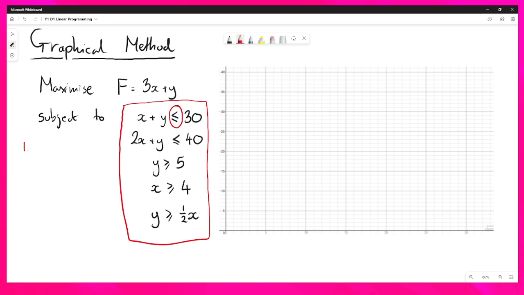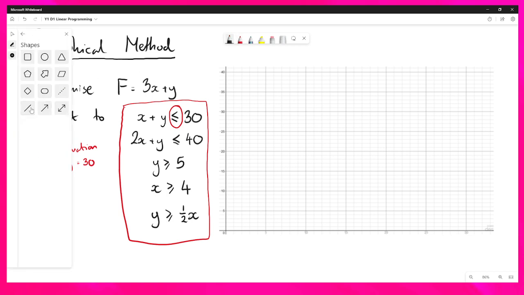So just as a recap for how to draw inequalities, we draw the equation of the line. So in this first case, we're going to draw the line x plus y equals 30. So you can see I've got a grid here. This is very typical with what they're going to do in the exam. It is very likely that they are going to give you the grid in the exam. So you don't have to worry about drawing a scale, drawing a grid, that kind of thing.